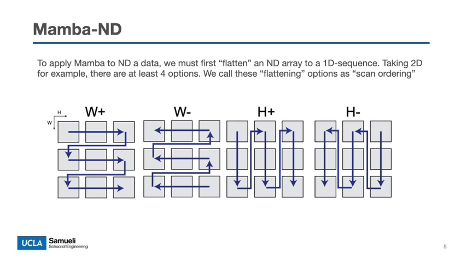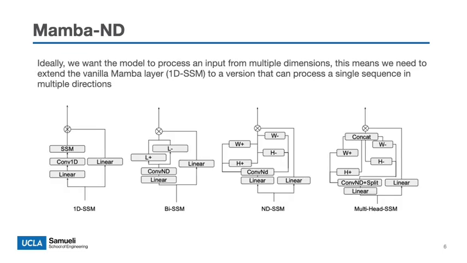To apply Mamba to multidimensional data, we must first flatten an ND array to a 1D sequence. Taking a 2D array for example, there are at least 4 options listed in this image. We call these flattening options scan orderings. For 3D data, there will be more options. Ideally, we want the model to process the input from multiple directions.